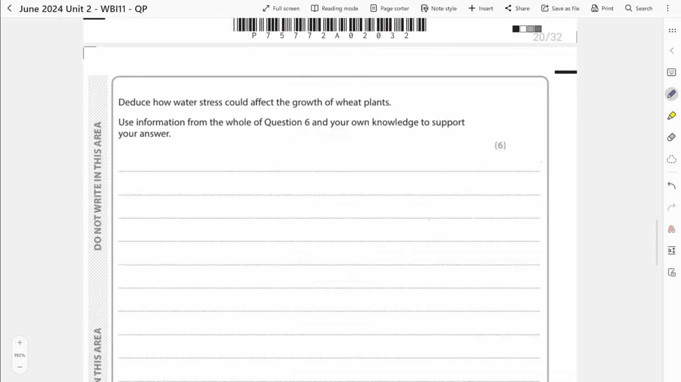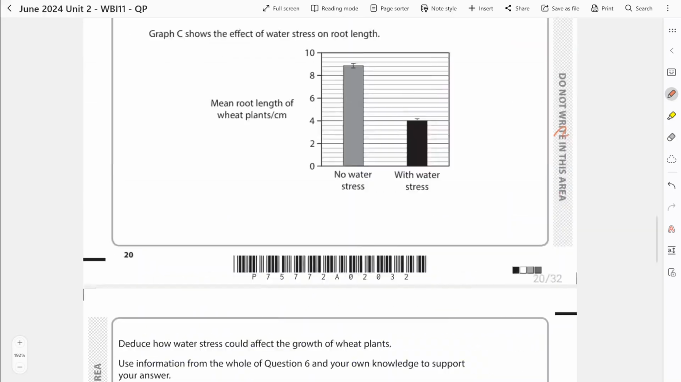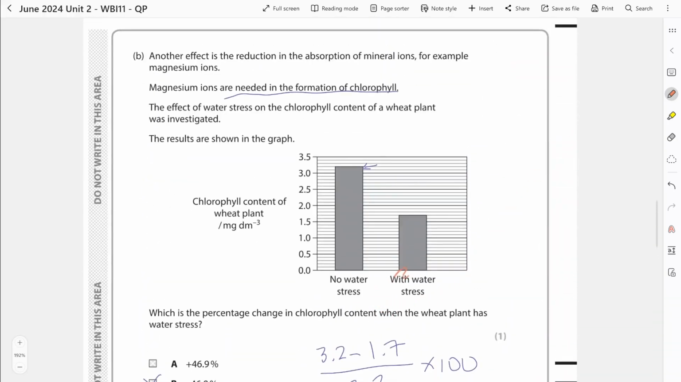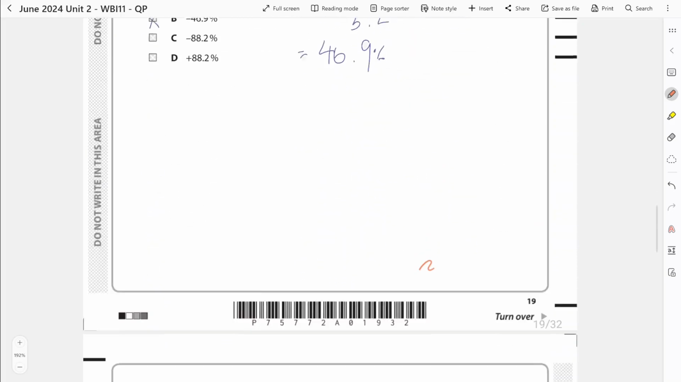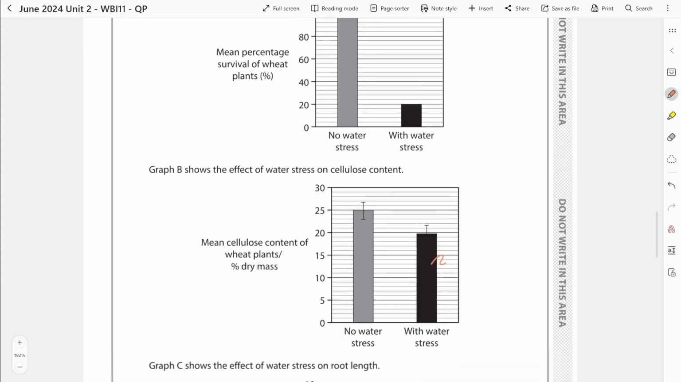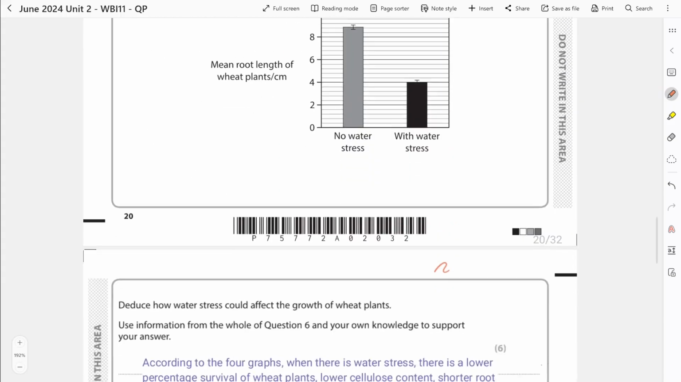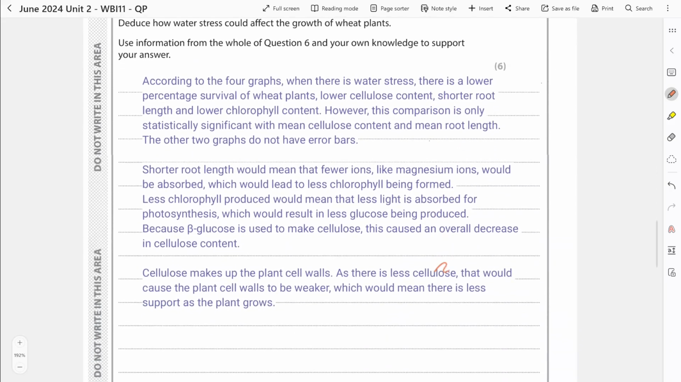Okay, so this is what I wrote. First I talked about the data. If you look back at the data, with water stress, there's lower chlorophyll content, lower mean survival percentage, lower cellulose content, and lower root length. And that's what I wrote. According to the 4 graphs, when there is water stress, you've got lower percentage survival of wheat plants, lower cellulose content, shorter root length, and also lower chlorophyll content.